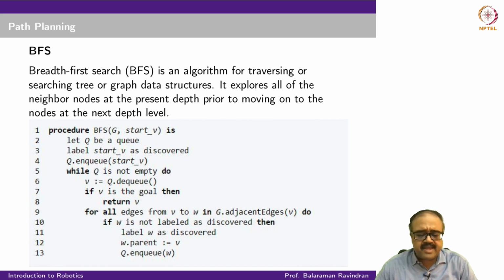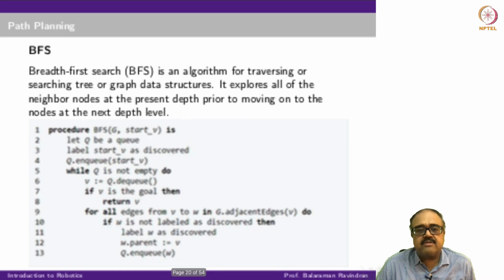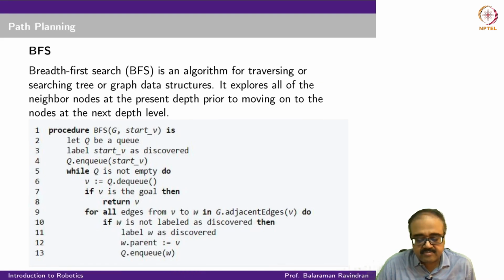So I will be saying vertex and node interchangeably to denote a cell in the graph, right? Each cell in the free space becomes a node in the graph, and the adjacent cells are connected by an edge in the graph. So sometimes I'll say node, sometimes vertex. It's common terminology in computer science, so I'll go back and forth. Is it clear?